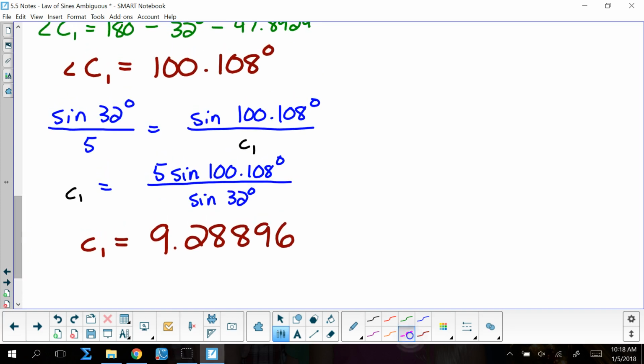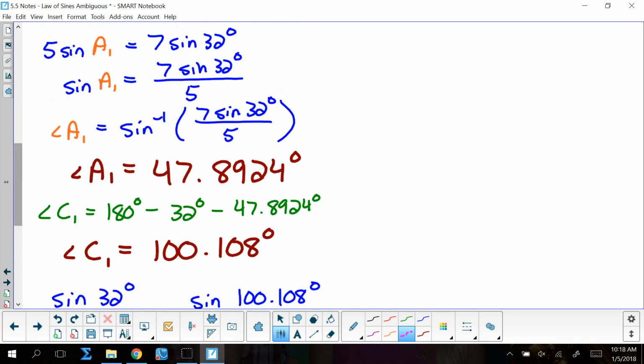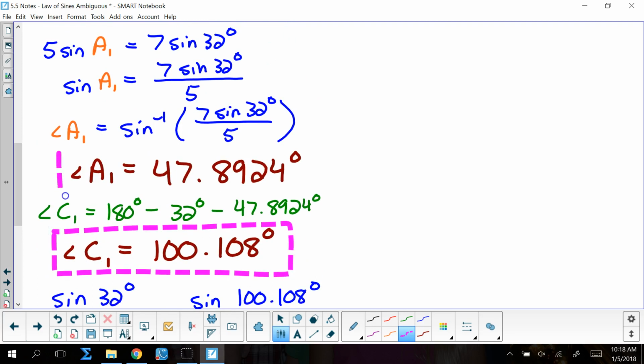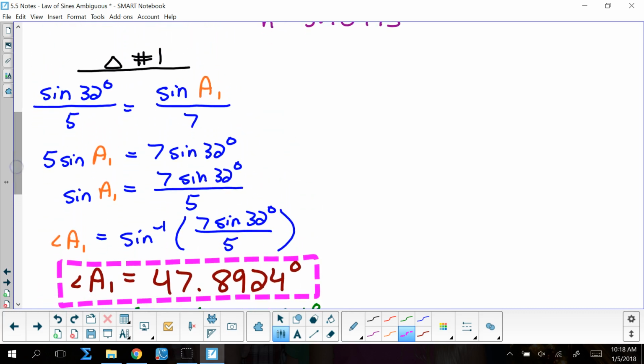So that's a sixth of my answers. There we go, so that's just one triangle. Now we have to go and do triangle number 2.